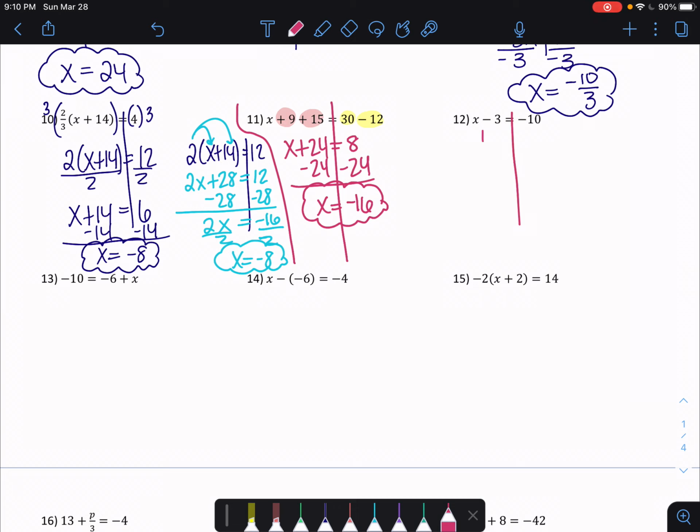For number 12, I'm going to add 3 to both sides. So x equals negative 7.